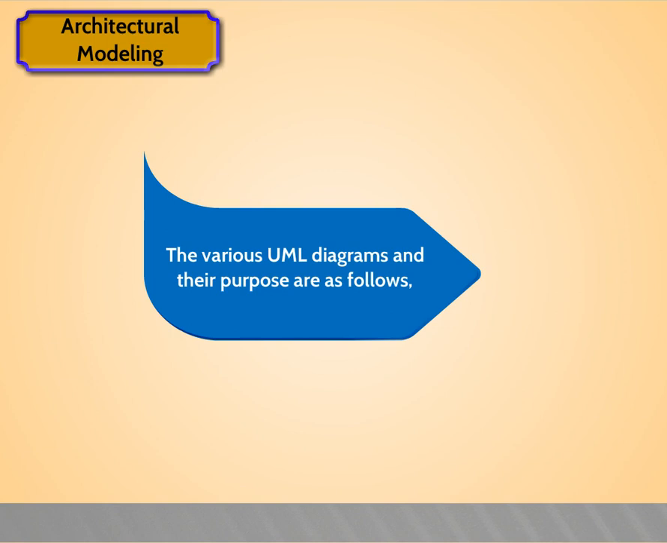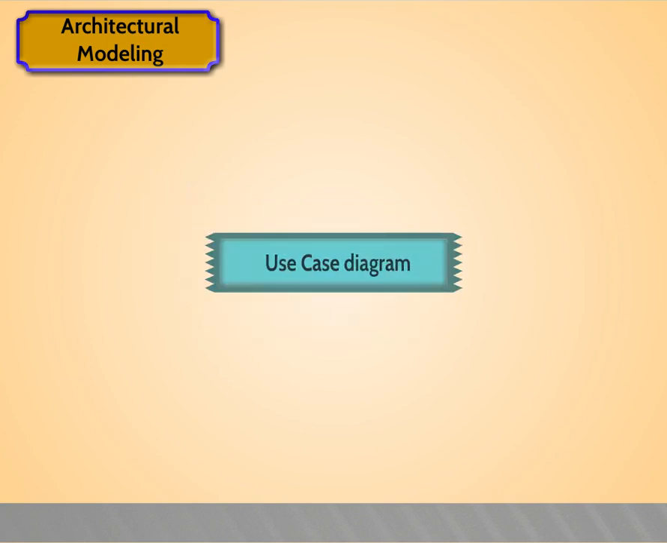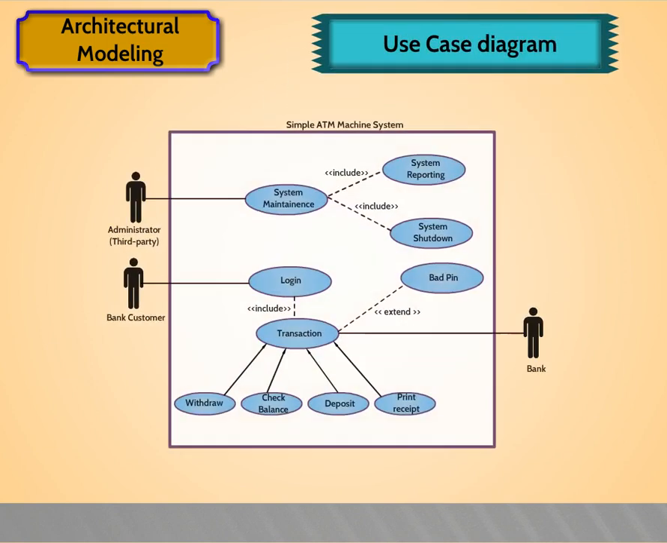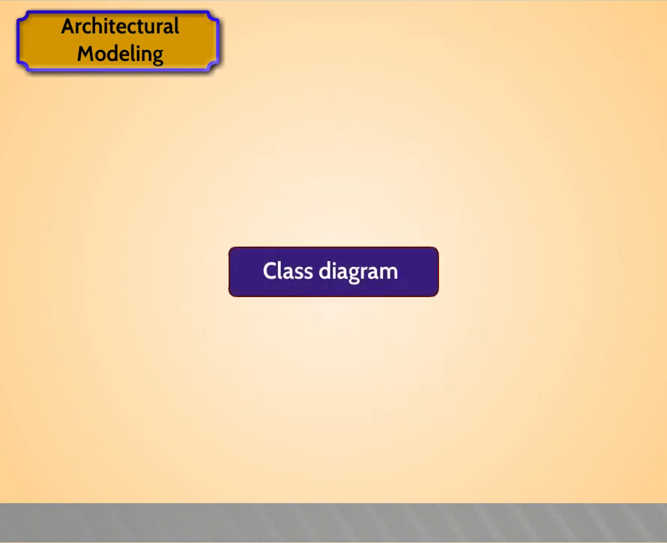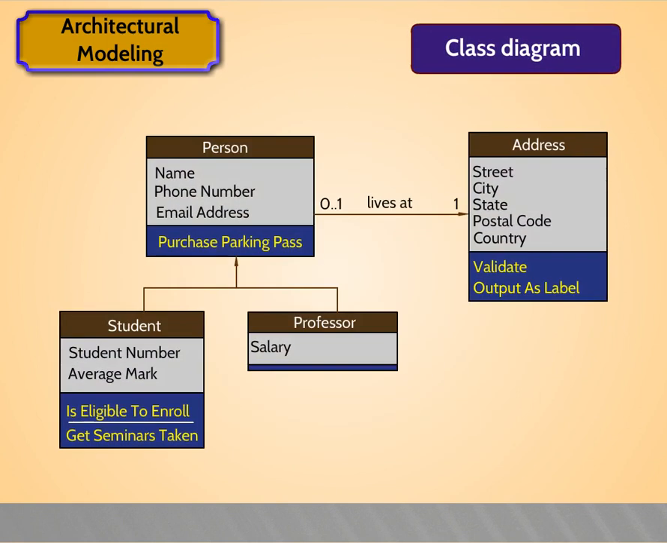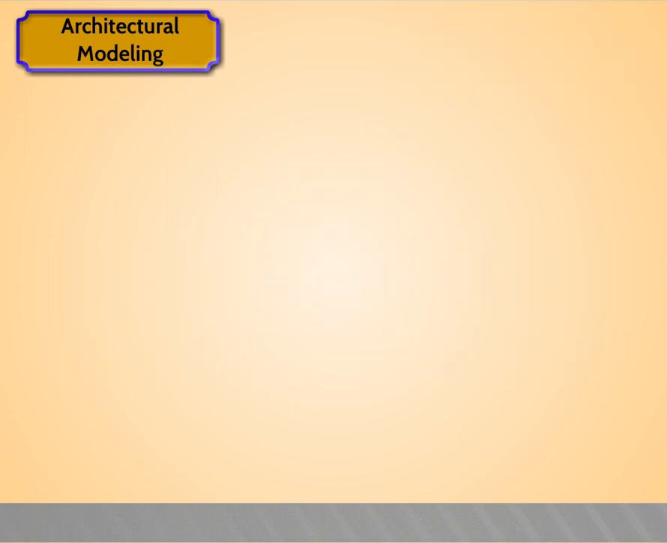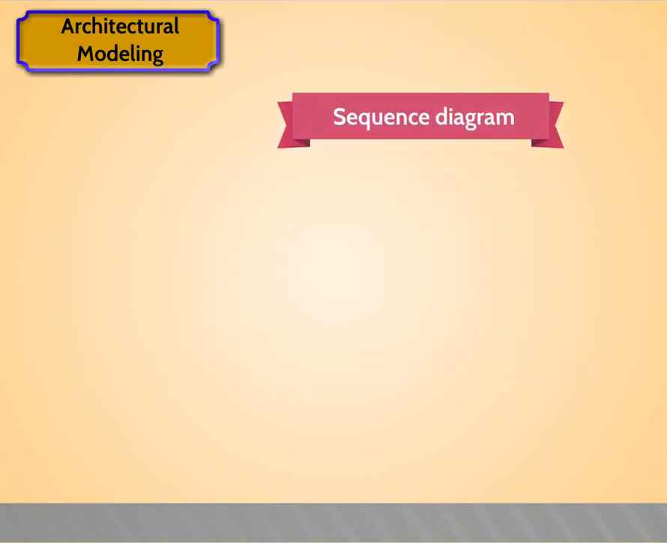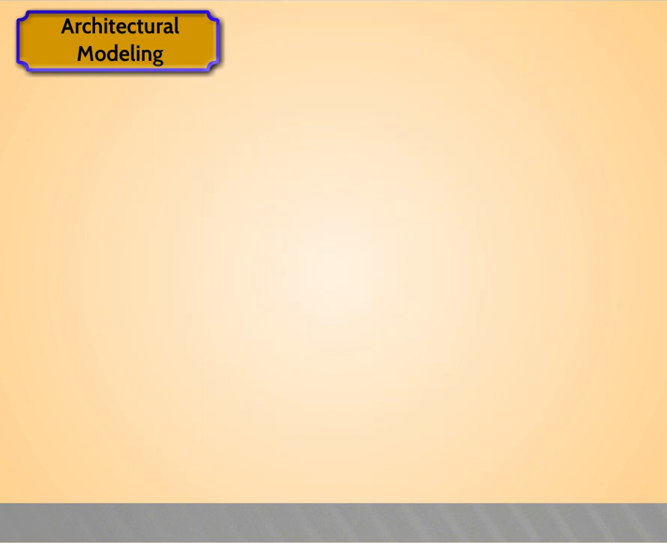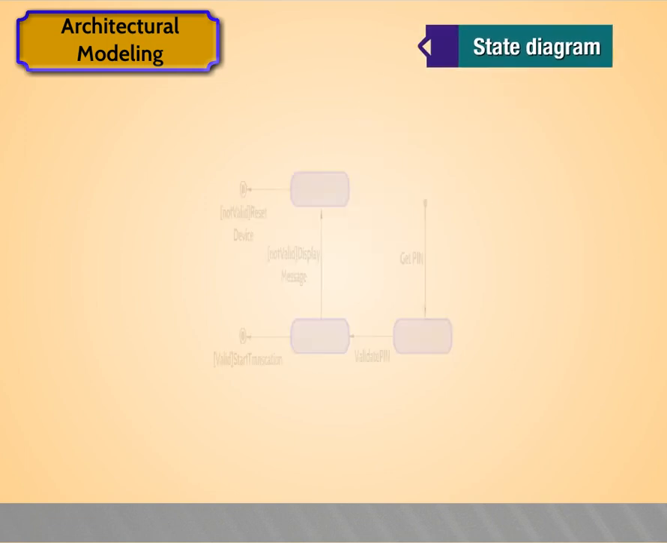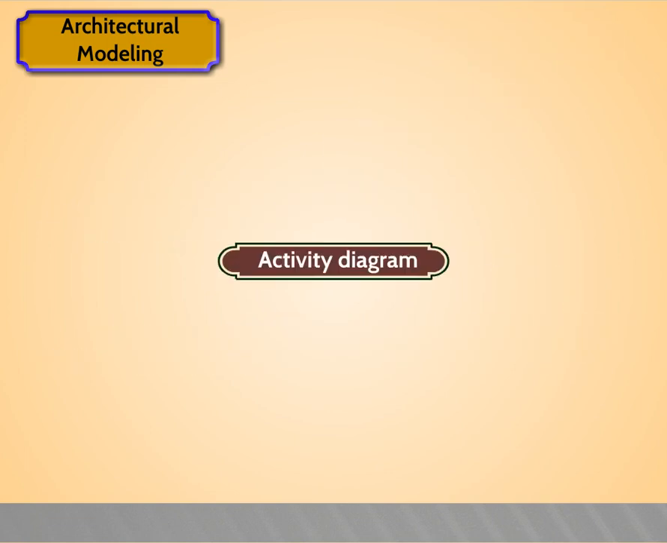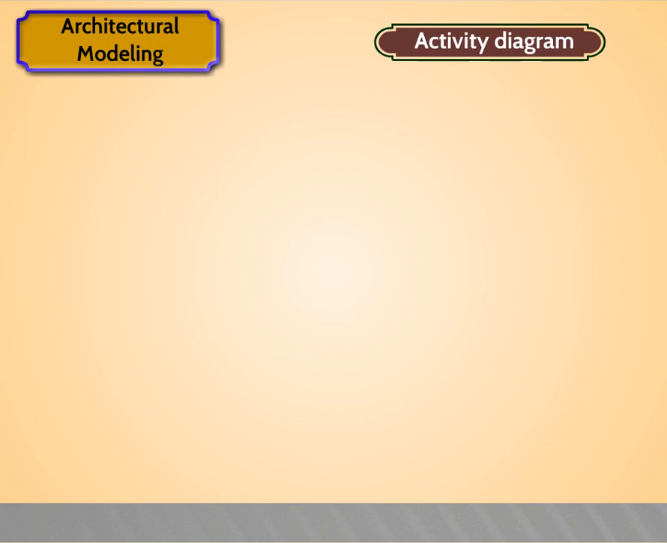The various UML diagrams and their purpose are as follows: use case diagram, class diagram, object diagram, sequence diagram, collaboration diagram, state diagram, activity diagram.